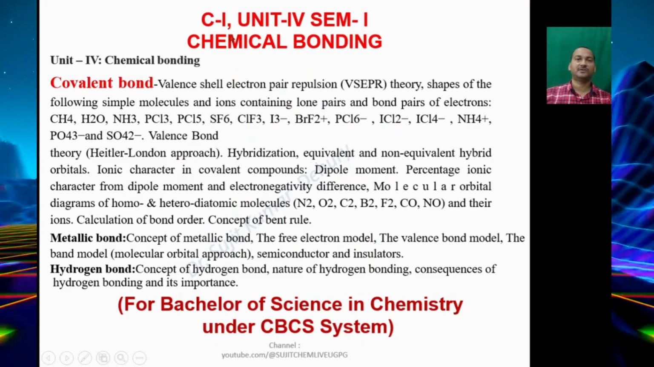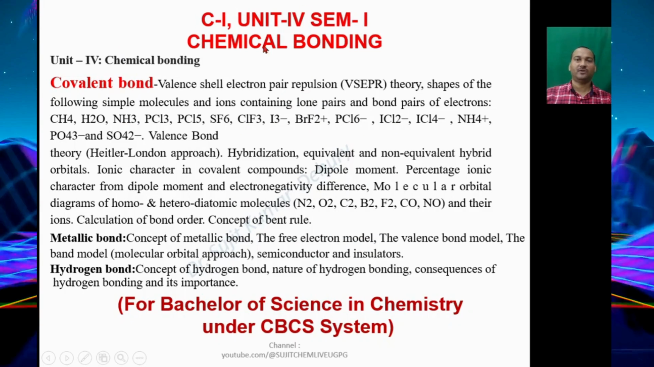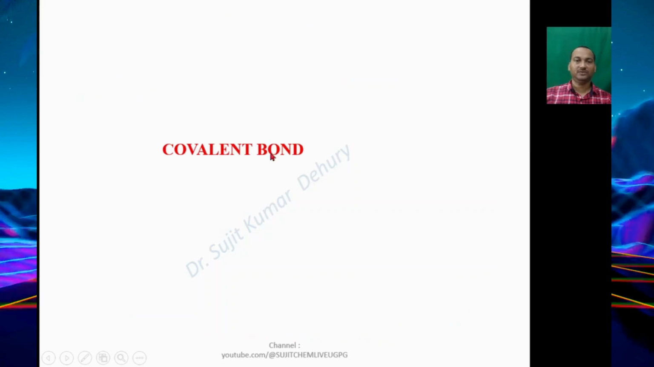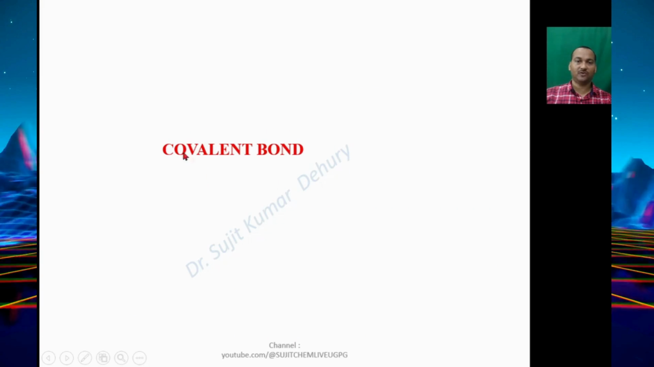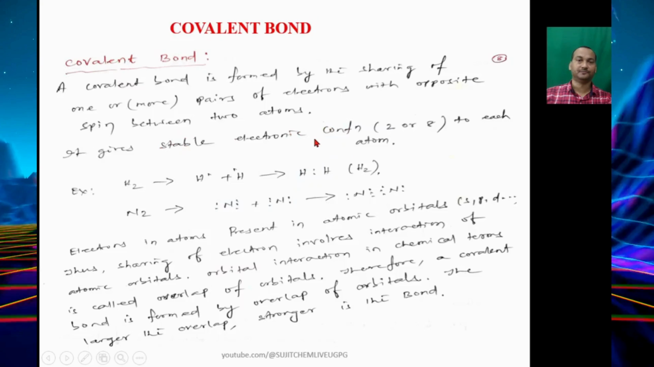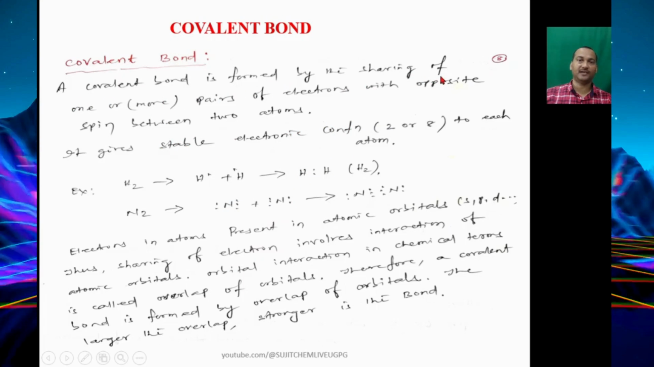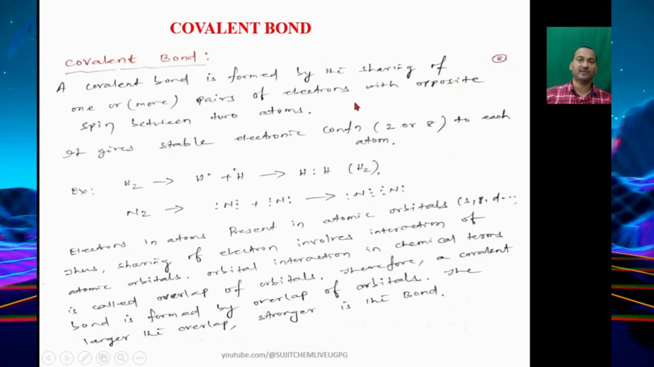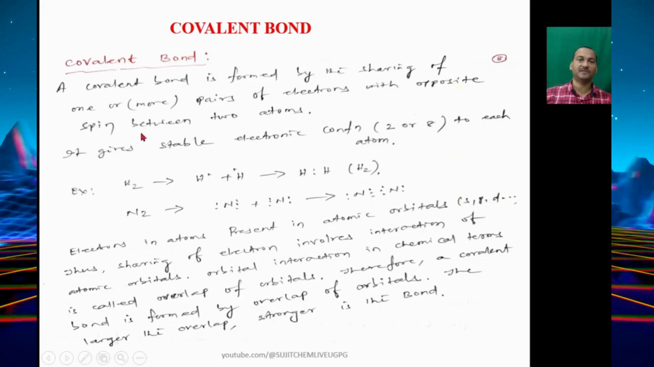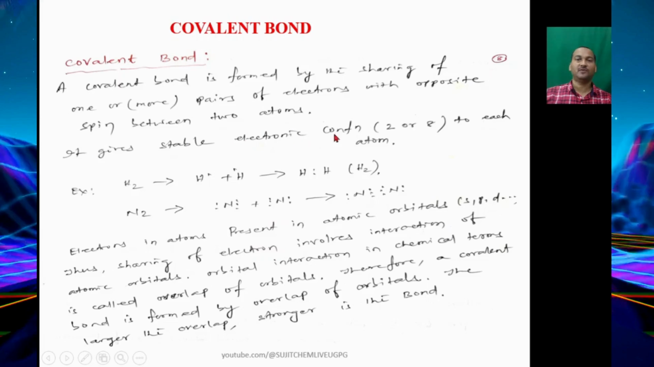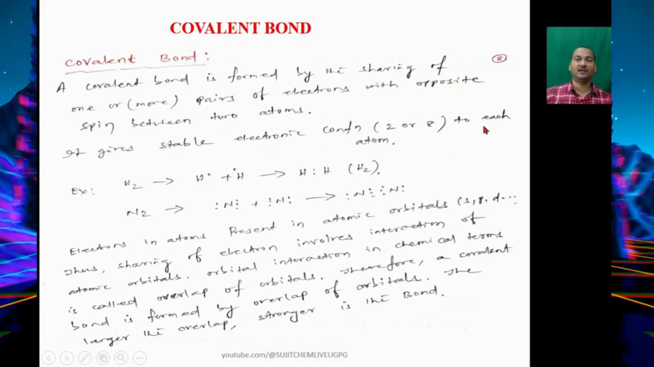So this is the syllabus, Core 1, Unit 4, Chemical Bonding. So let's talk about what is covalent bond. A covalent bond is formed by sharing of one or more pairs of electrons with opposite spin between the two atoms, and it gives the stable configuration, either 2 or 8, to the atom.